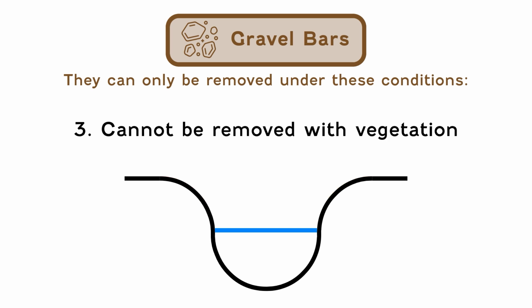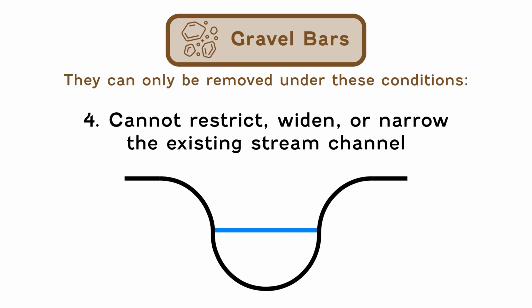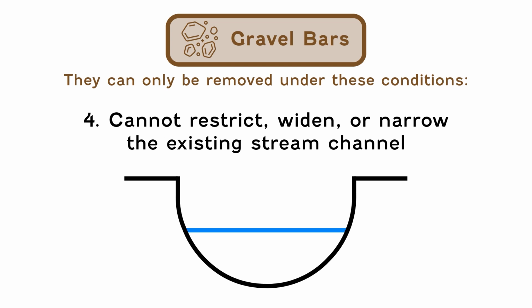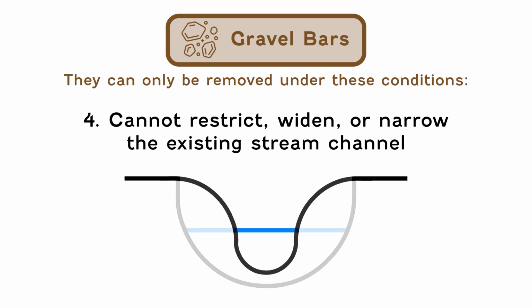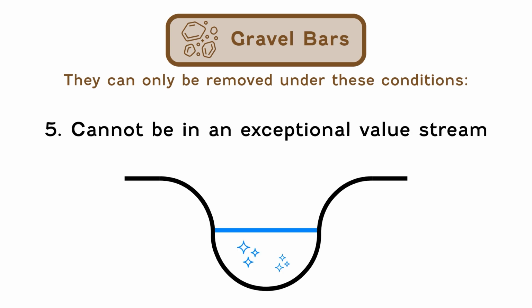Number 3. Gravel bars with vegetation cannot be removed. This includes any kind of tall grasses or rooted plants. Number 4. The removal of gravel bars cannot restrict, widen, or narrow the existing stream channel. Regular water flow must be maintained. Number 5. Gravel bars cannot be removed in an exceptional value stream. This is to preserve the high water quality.